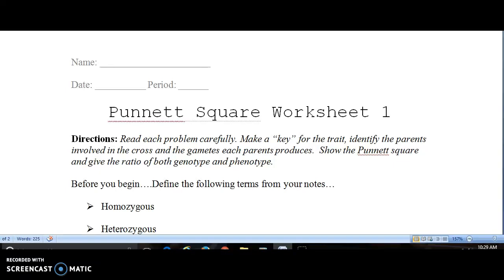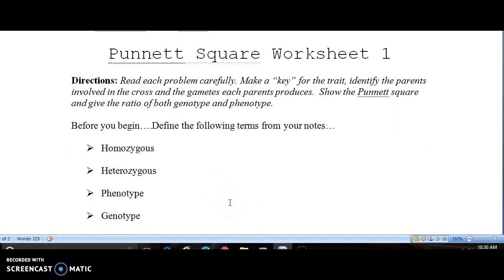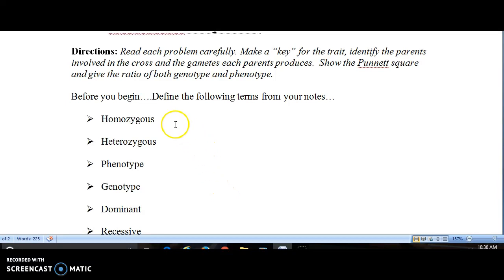Okay, today we're going to do some basic Punnett square problems so that you can figure out what the probability is for you to get certain traits from certain parents. We're going to follow this worksheet and give you some examples of how this works. So before you begin problems, you need to know what some of the terms are in the problems that would help you understand the general idea about what they're asking you.